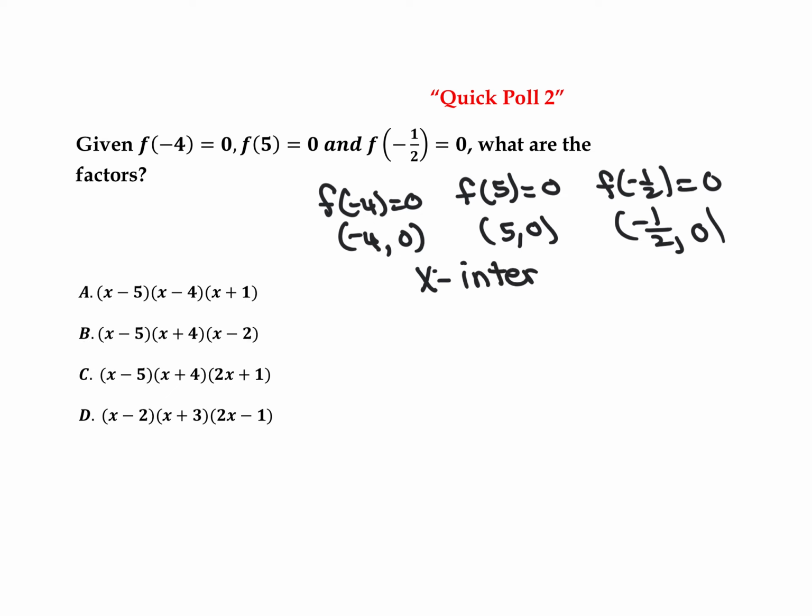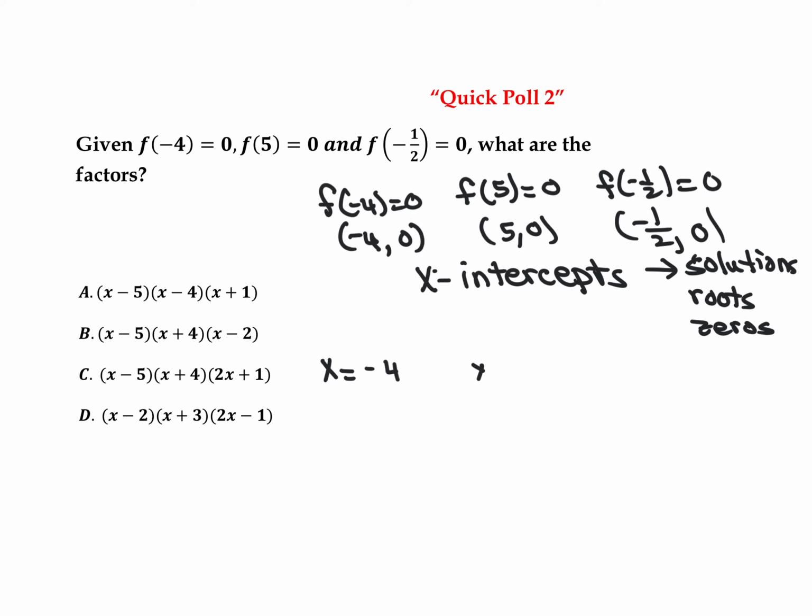x-intercepts, and we know that x-intercepts are also referred to as solutions, roots, and zeros. So if I know that my x-intercepts are the above ordered pairs, I know that x is equal to negative 4. That is a solution. X equals 5 is a solution. And x equals negative 1/2 is a solution.